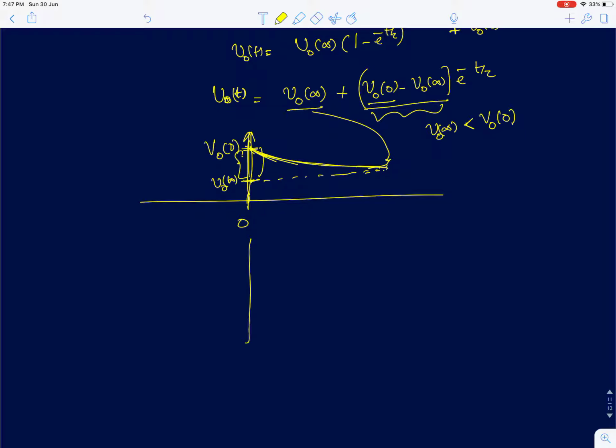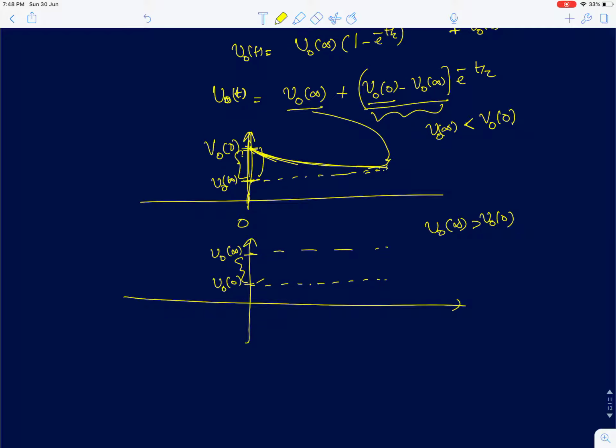The other possibility is when V0 of infinity is greater than V0 of 0. So this is your V0 of infinity, and V0 of 0 starts here. Then the gap between V0 of 0 and infinity is this. That will eventually go to 0, and the output will eventually reach V0 of infinity. So the response will grow like this. This is actually 1 minus e power minus t upon tau.